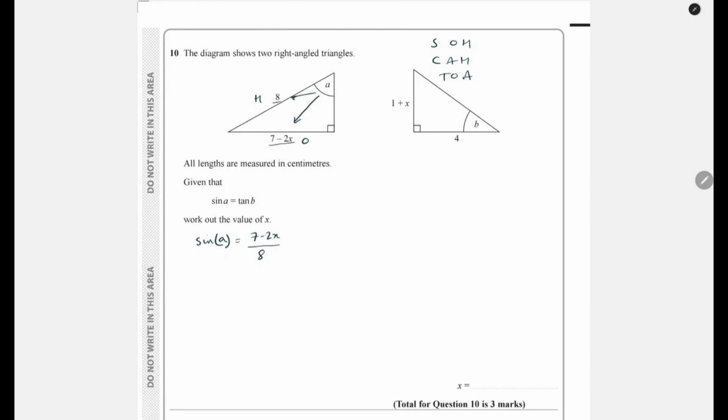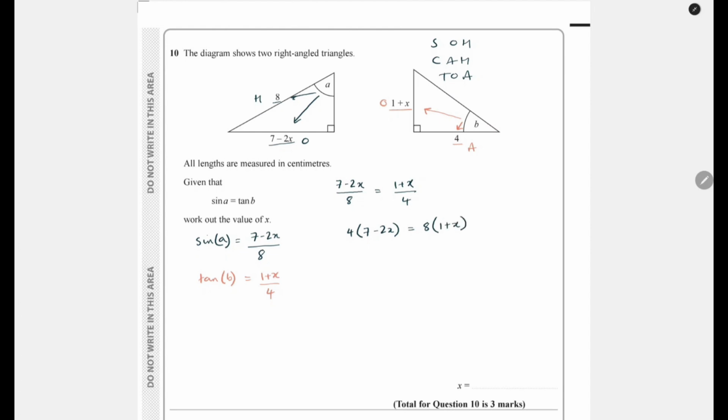For this triangle here, we have the opposite and we have the adjacent. And so tan B is equal to 1 plus x over 4. Now, the question says that sine A is equal to tan B, so we can equate these two functions. 7 minus 2x over 8 is equal to 1 plus x over 4. And if you cross multiply, take the 4 to this side, that becomes 4 multiplied by 7 minus 2x, and 8 multiplied by 1 plus x.